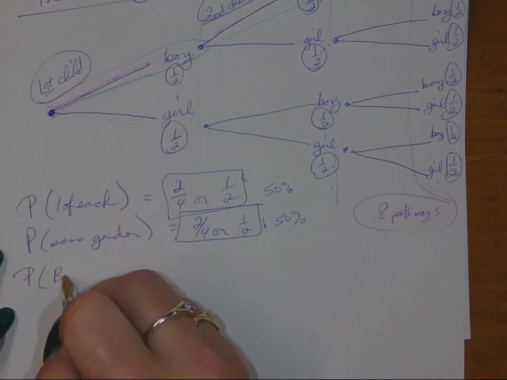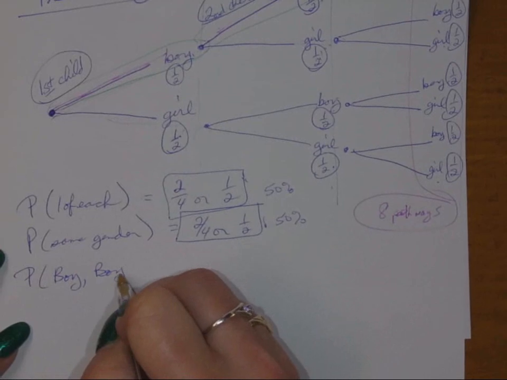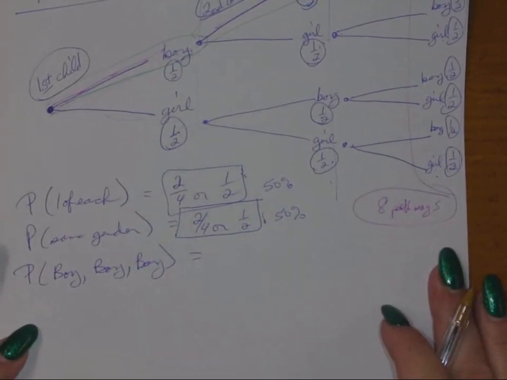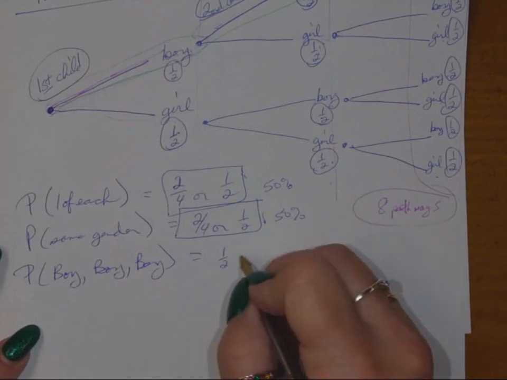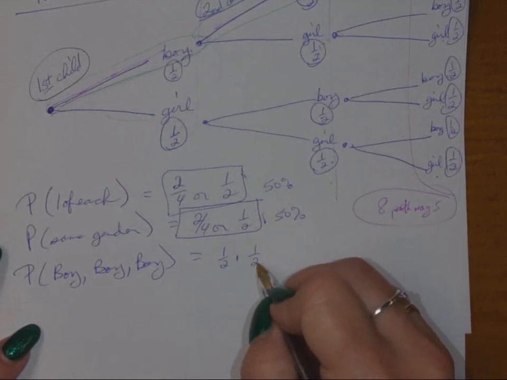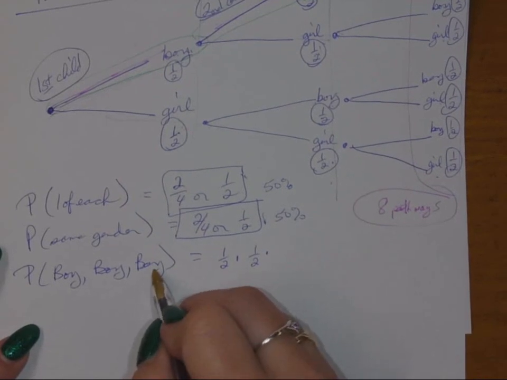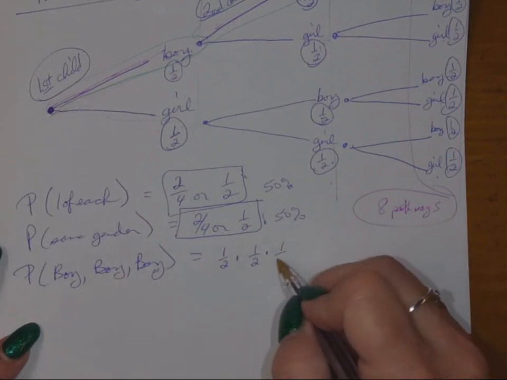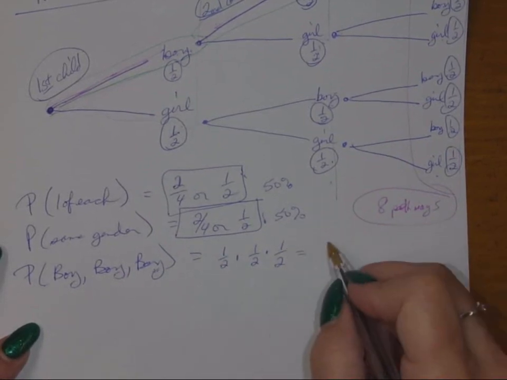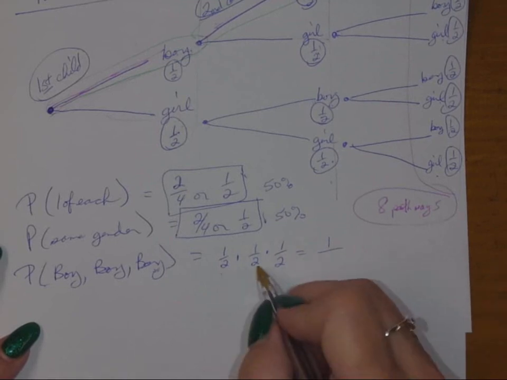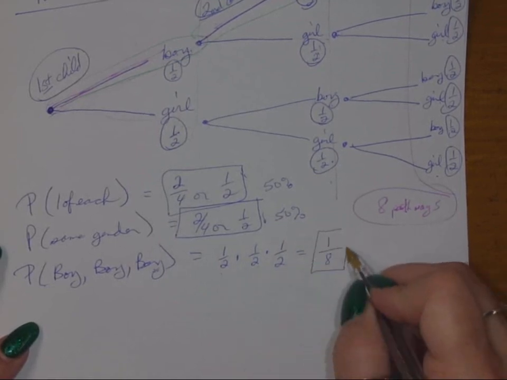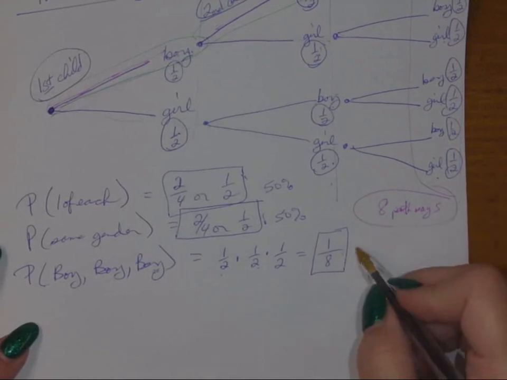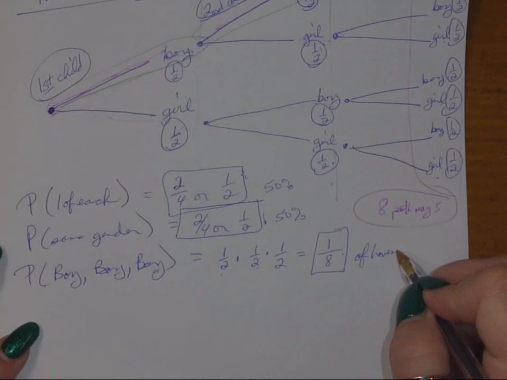So what's the probability of boy, boy, boy? Well, what is that probability? Probability of the first one was 1/2 times probability of the second one was 1/2 times. Does the gender of the third child have anything to do with the gender of the first child? Well, no, not really. It's still a 1/2, right? And what's 1/2 times 1/2 times 1/2? 1 on the top, 2 times 2 times 2 is 8 on the bottom. It's a 1 in 8 chance. Now notice that there were 8 pathways, and there's a 1 in 8 chance of having 3 boys.